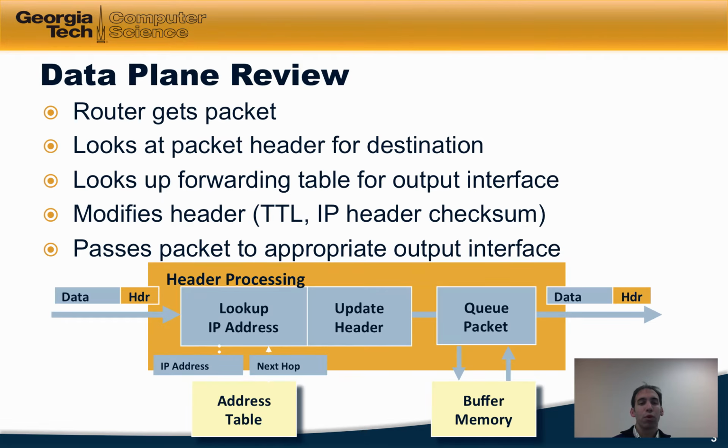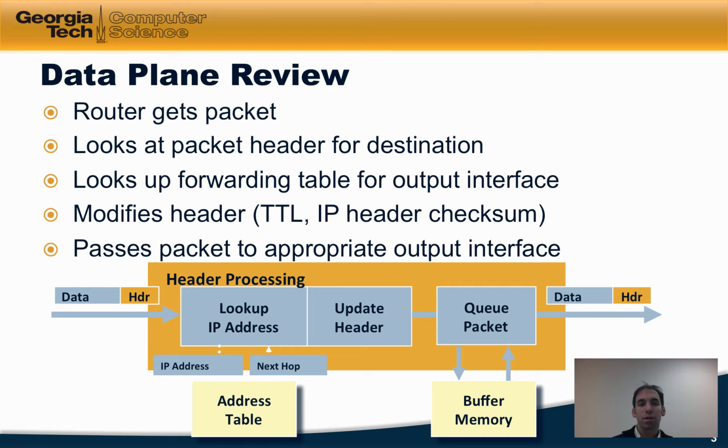Before we talk about customizing the data plane, let's quickly review what a conventional data plane looks like. First, a router receives the packet. It examines the packet header, looking for the destination for that packet. It consults its local forwarding table to determine the next hop output interface. It then modifies the header and passes the packet to the appropriate output interface.